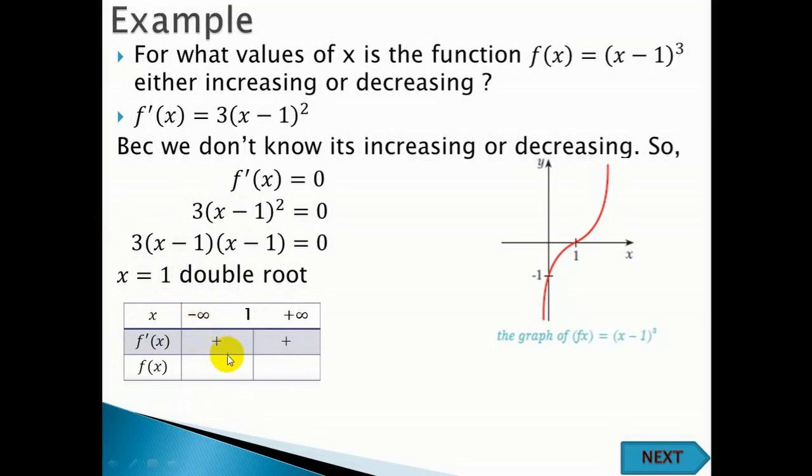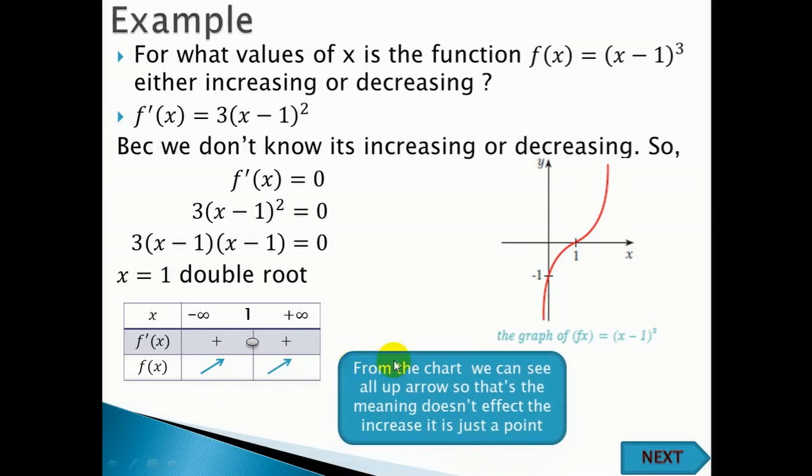So I take 0 from here, and the derivative is plus. I take 2, it is still plus. So this one is an up arrow. Up arrow means that it doesn't affect the increase, it is just a point. So we don't know if this is increasing or decreasing, because both sides are up arrows.